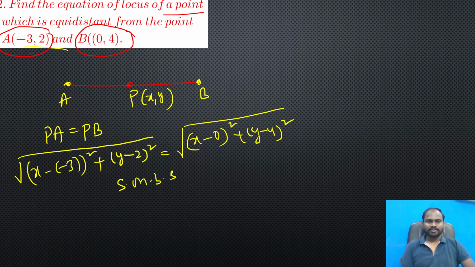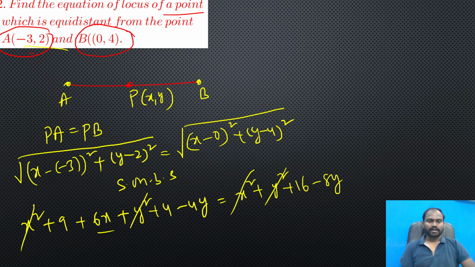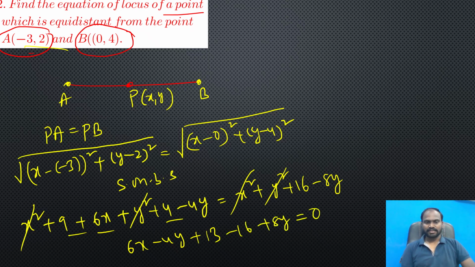Right, students? Now what can we do? x plus 3 whole square, that is x square plus 9 plus 6x, y square plus 4 minus 4y. On the other side, x square, and y minus 4 whole square becomes y square plus 16 minus 8y. So x square gets cancelled, y square gets cancelled, and you can see here you have 6x minus 4y. 9 plus 4 becomes 13. Move this to the other side, so minus 16 plus 8y is equal to 0. So what is the answer? 6x minus 4y plus 8y is plus 4y, minus 3 is equal to 0.